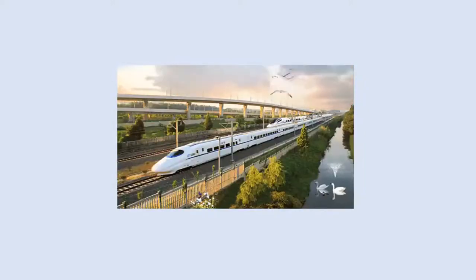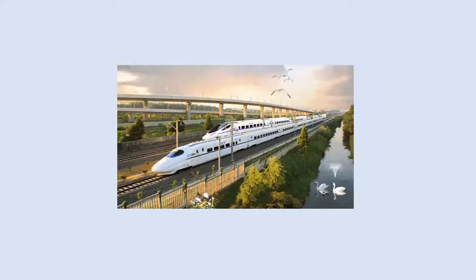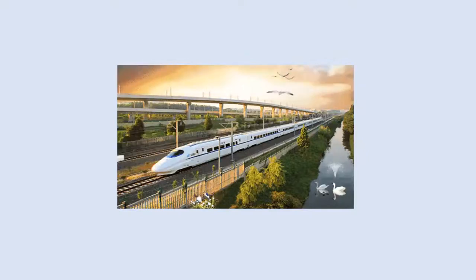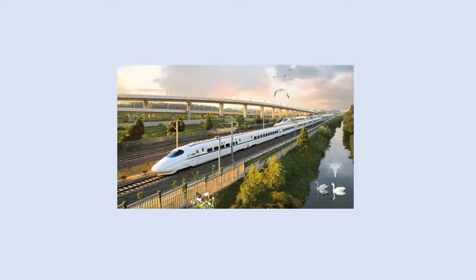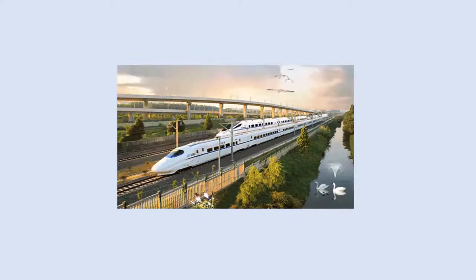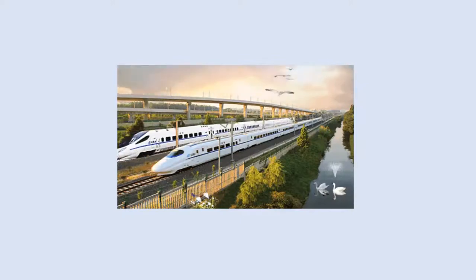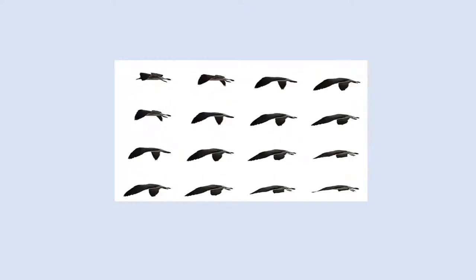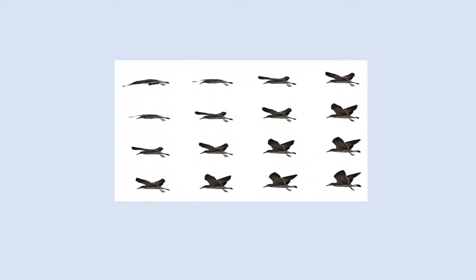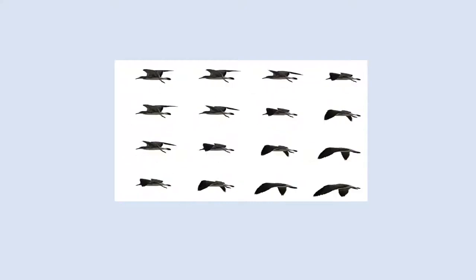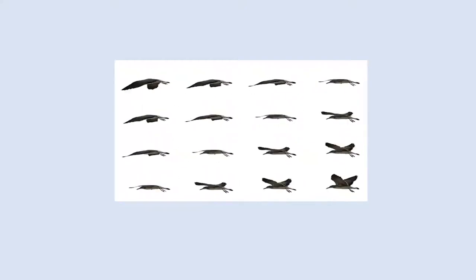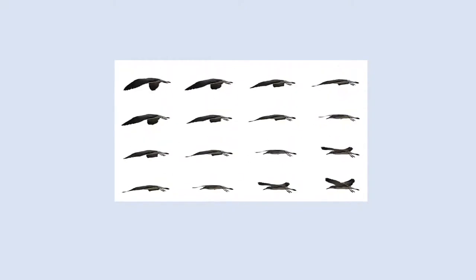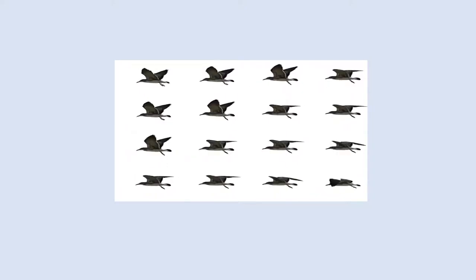Now, look at this picture and tell me what is the path followed by the train running on the track. Very good. It is following a straight line path. Now look at this image and tell me what kind of path is followed by the birds flying in the sky. Absolutely right. They are also moving in straight path in the same direction.